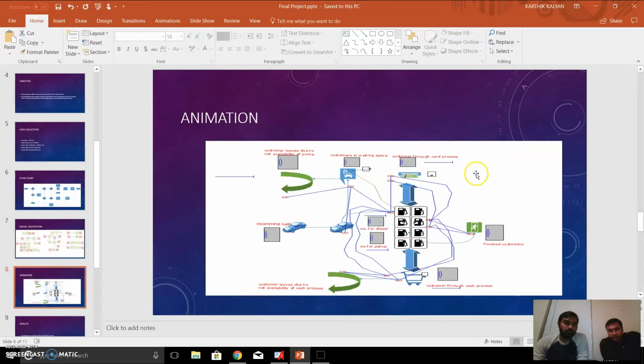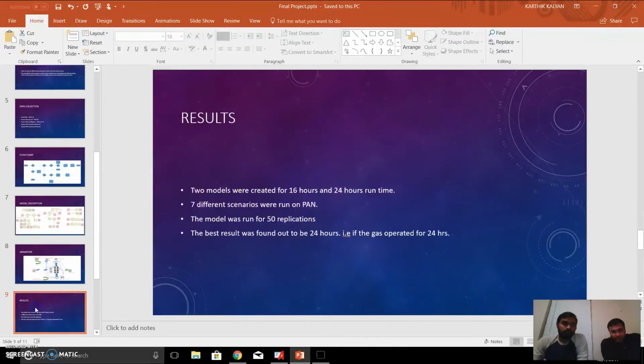And here is the animation which I've shown you in the model. This was designed in Visio. And the results: we have created two models of the store working hours, 16 hours and the 24 hours of recommended hours, which we find suitable.